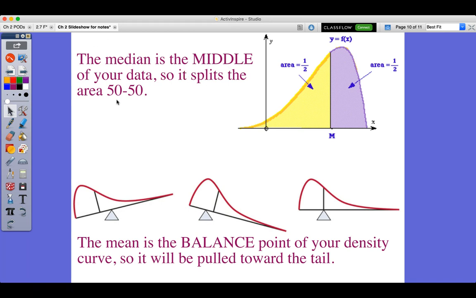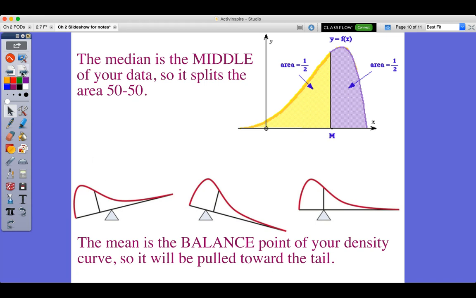The median we know is the middle number in our data, so it splits the area 50-50. If I colored in this purple area, and all you Lakers fans, this yellow area, you can see that it's 50-50 right here. The mean is the balance point of your density curve, so it's pulled towards the tail. It doesn't balance over here where it's really tall. It doesn't balance way over here where it's too skinny, because then there's too much weight on that side, but it balances perfectly at the mean. It's the balance point of our curve.